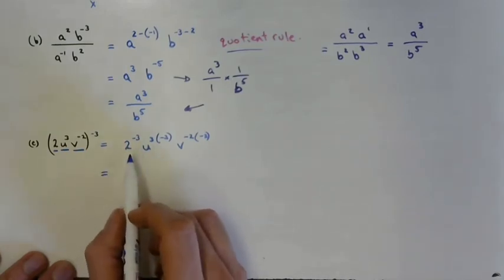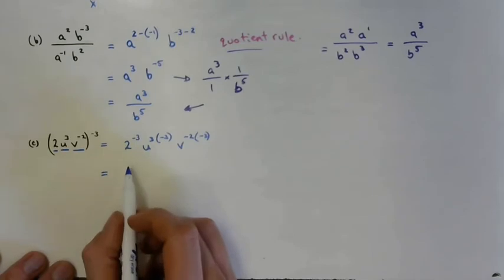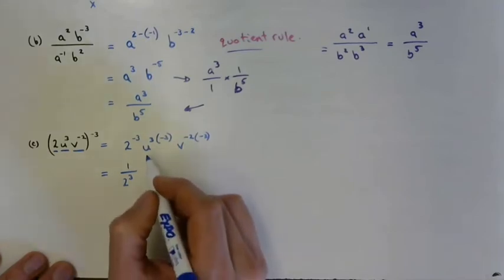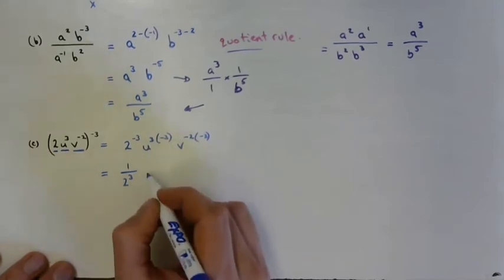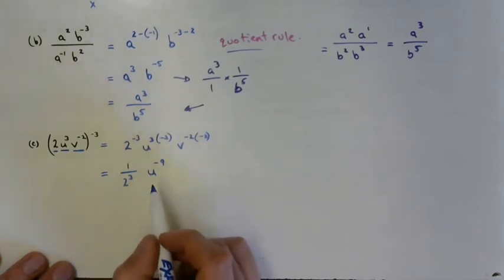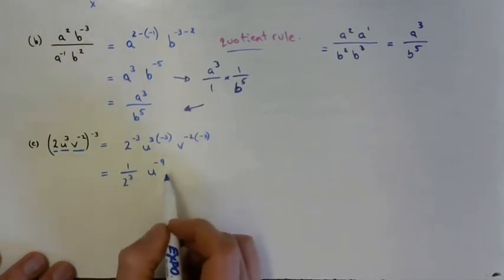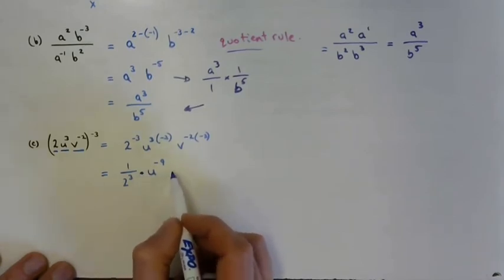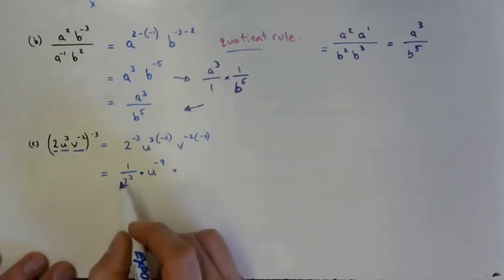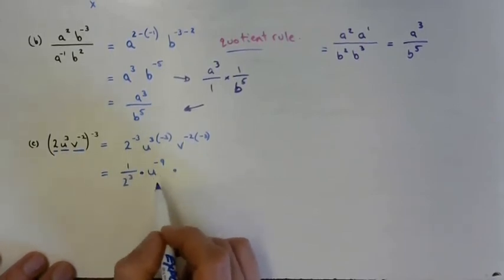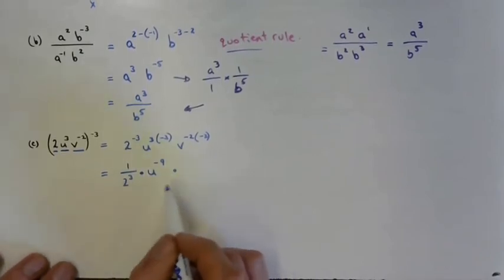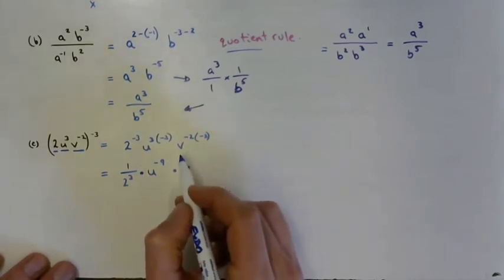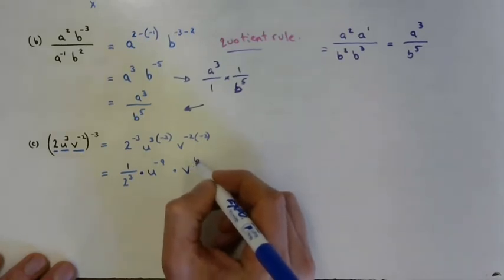So, starting with this one, 2 to the power of negative 3, that's going to be 1 over 2 to the power of 3. u to the power of 3 times negative 3, that's going to be u to the power of negative 9. Notice right now, if I write it this way, this factor is still in the numerator, okay? So I could even put a little multiplication there and a little multiplication here. I don't need to do that, but it helps you to see that they're separate factors right now, but they're really all essentially one statement. It's still one term because it's all multiplication. And then the factors of v are negative 2 times negative 3, that's positive 6.